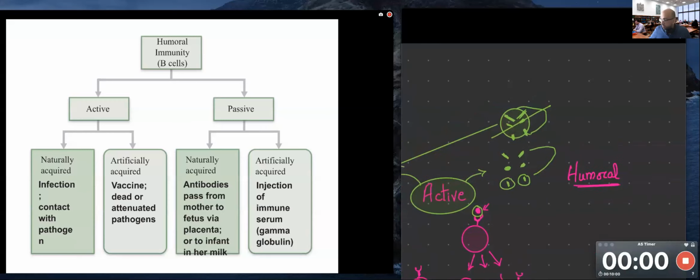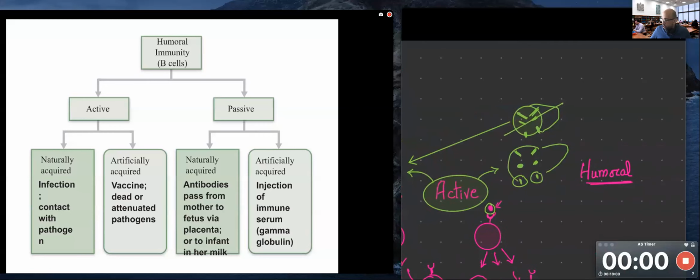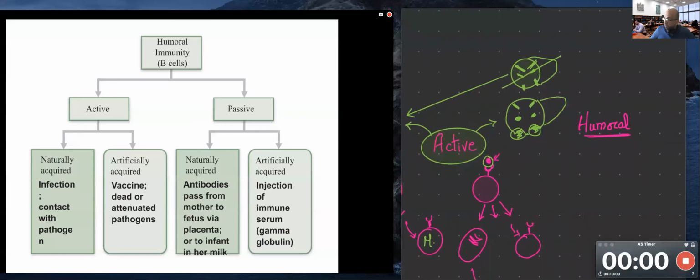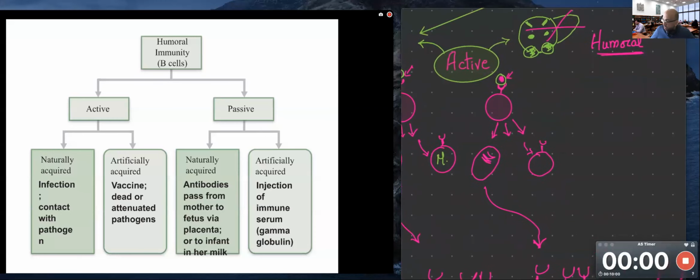So what do we call this process? If you give something that has been destroyed, dead, or antigenic parts that will induce the immune response that will be recognized by your naive B lymphocytes, or something that is live attenuated, we call this a vaccine. So in a vaccine, I'm exposing your naive B lymphocytes to the antigens for them to become activated.